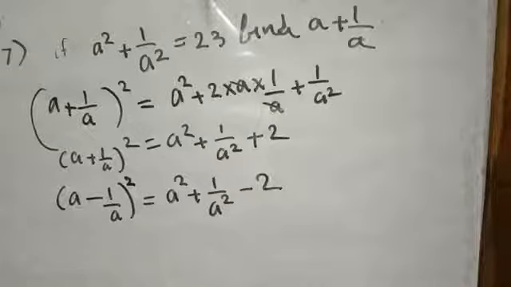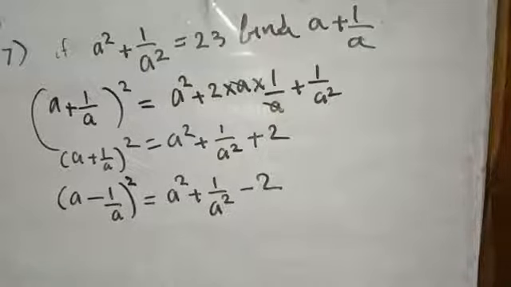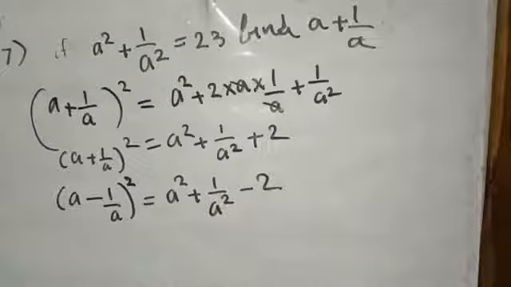Okay, so what to do? In both cases, a square plus 1 by a square is common. If a plus 1 by a the whole square is equal to a square plus 1 by a square plus 2, then a minus 1 by a the whole square is also a square plus 1 by a square minus 2. So which formula do we take? What to do? We want to take both. Okay. So a square plus 1 by a square.